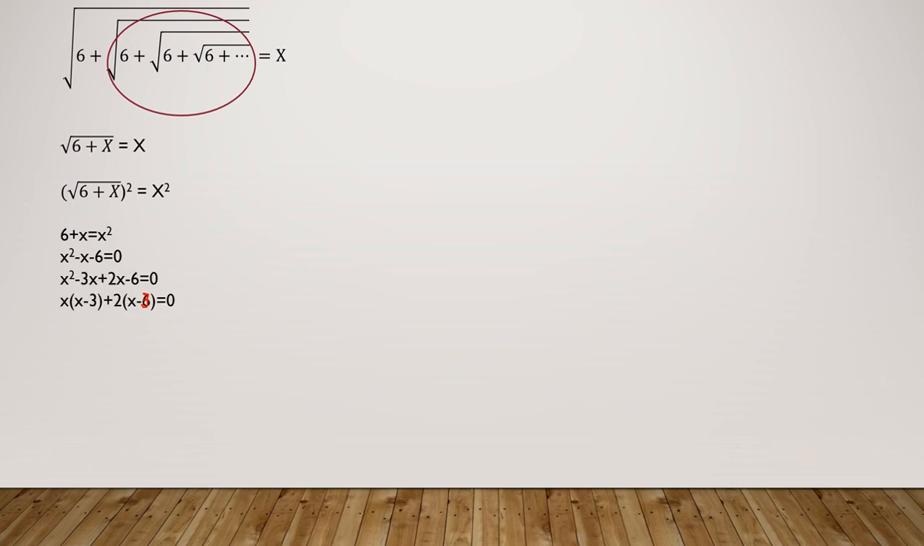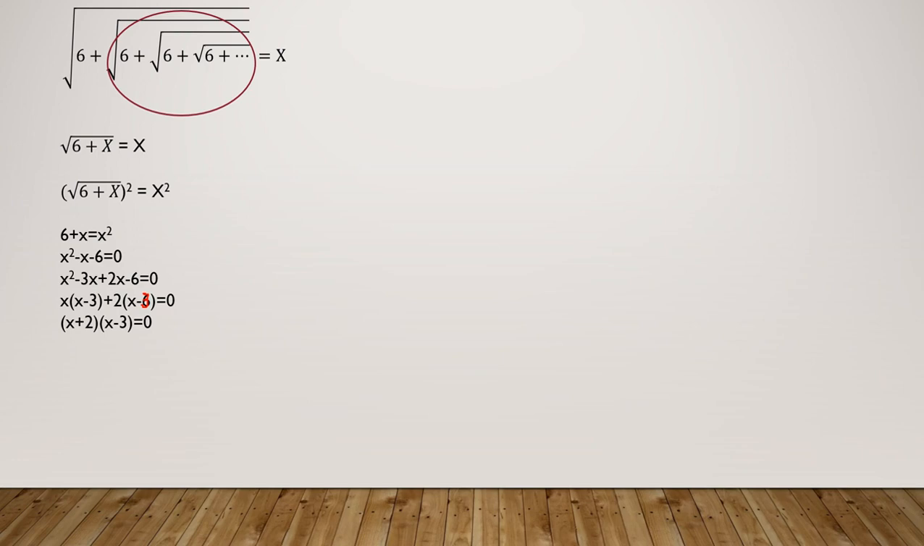Okay, so we have it here as x into brackets x minus 3 plus 2 into brackets x minus 3. This is 3, not 6. Should be 3. Now we have x plus 2 and x minus 3 as our factors. So that gives me x equals minus 2 or x equals 3.